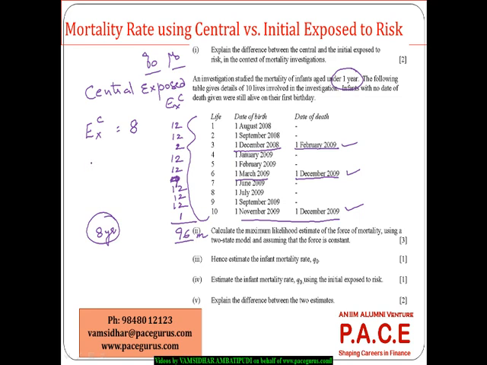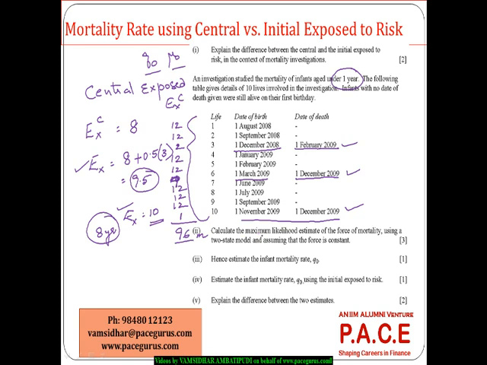But if I am going with the initial exposed to risk, using the approximation formula, I'll use it as central exposed to risk plus half the number of deaths. So the initial exposed to risk will come out to 9.5, under the assumption that the deaths are uniformly distributed over the period. But from an actual calculation perspective, my initial exposed to risk is 10. Either I can approximate it using this kind of formula, or I can take the actual value, which is the total number of observations at the beginning of the period.